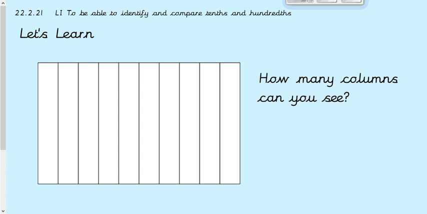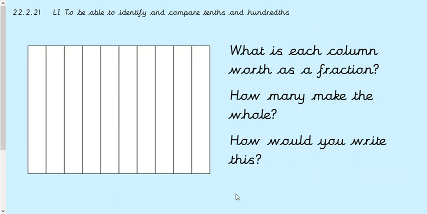So how many columns can you see in this shape? What is this shape split into? How many equal parts? And hopefully you managed to count it, and it would be 10. So the shape has been split into 10 equal columns. So what is each column worth as a fraction then? If this was like a fraction strip, what would each of these columns be worth as a fraction? If it's split into 10 parts, each part would be worth 1/10.